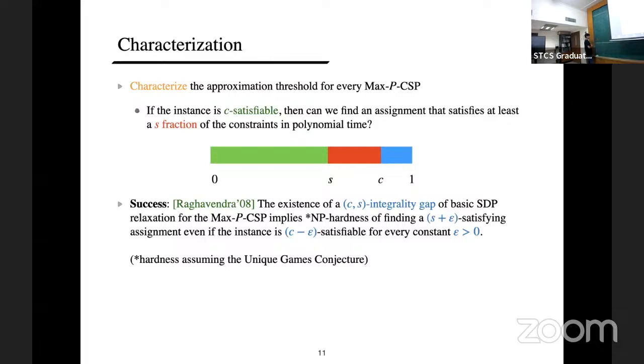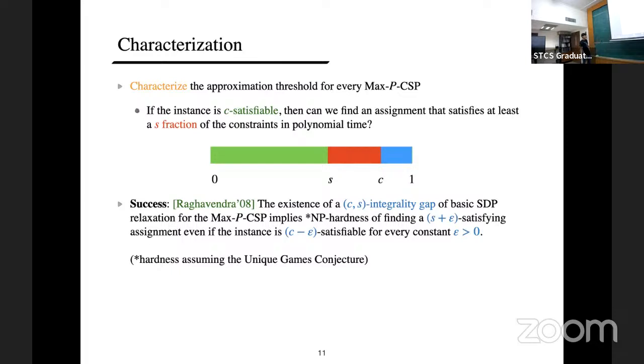Suppose I have an instance I, and suppose its integral value is S. The optimal assignment satisfies S fraction of the constraints. But since the SDP is a relaxation, it can give you a higher value. So let's say the SDP value for this instance is C. This means this is the (C, S) integrality gap for this max PCSP. The integral value is S, but the SDP says the value is slightly higher, C.